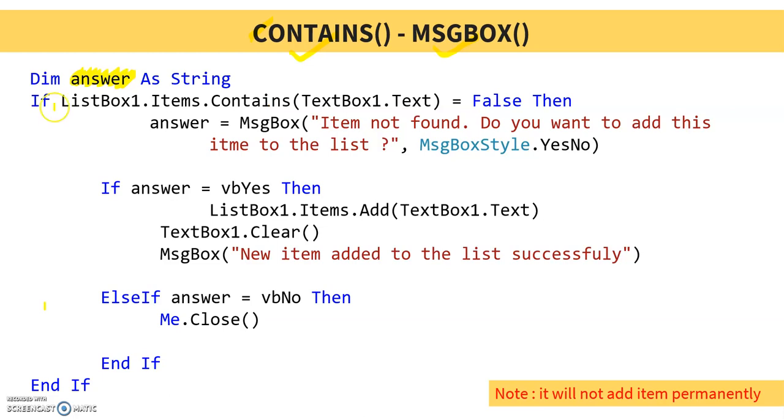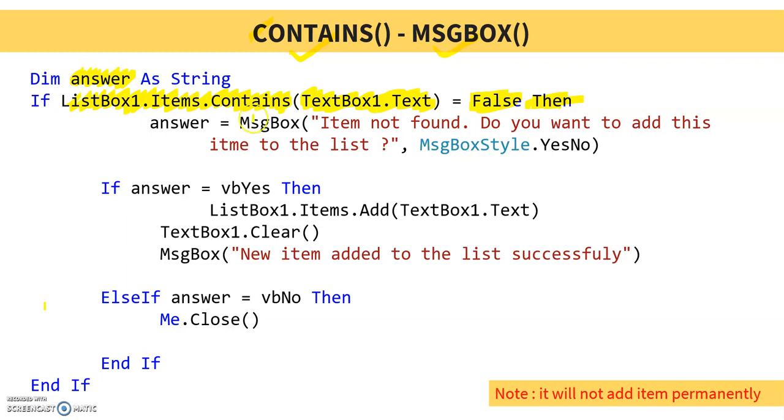What do you want to do? If ListBox1.Items.Contains, and what does it contain? Whatever you have entered in the text box. So this is my parameter. If it is equal to false, means if the item is not there in the list, then what do you want to do?